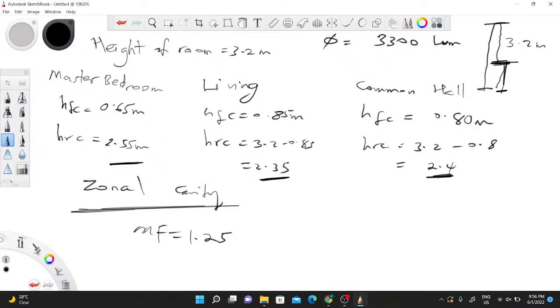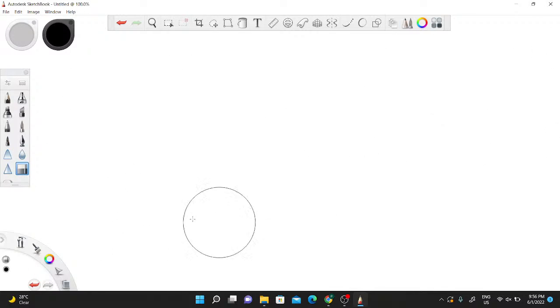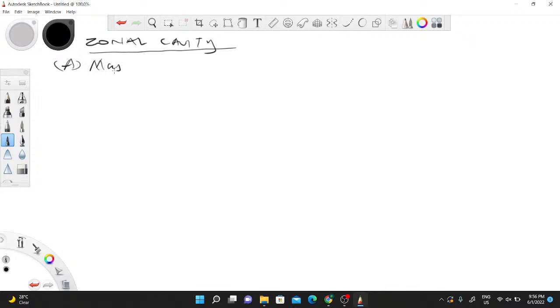So let's start. I hope you've taken out all your parameters. That's how you start. Then we are doing zonal cavity, first for our master bedroom. Please, your work should be as neat as possible. Try to underline to make it look nice and orderly.